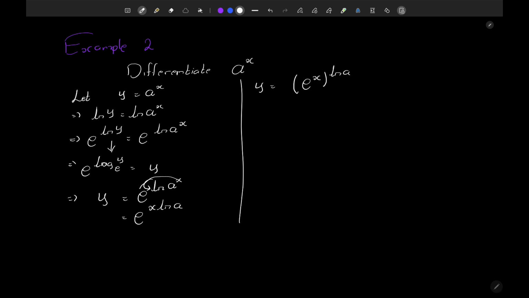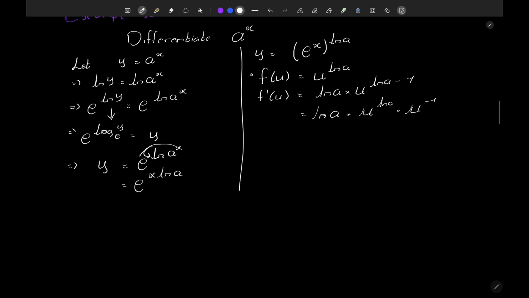Let's call f our outer function. So what is this outer function? f of u, which is our outer function, is the function u to the power ln a. Now we need to calculate f prime of u, which is ln a times u to the power ln a minus 1. Recall the power rule. This can then be simplified to ln a times u to the ln a times u to the negative 1.